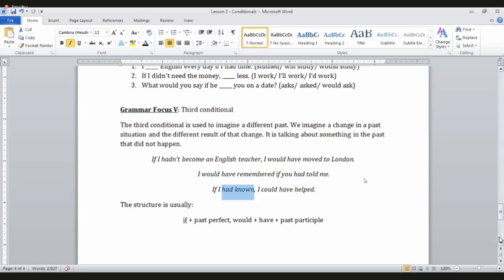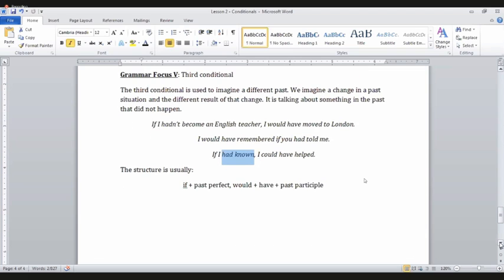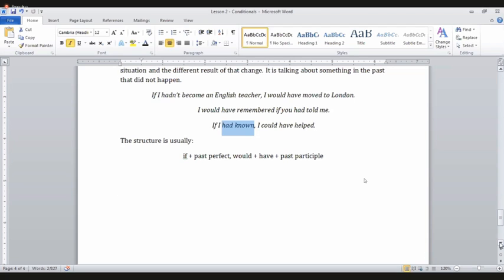Okay, so let's practice a little with some examples, then you'll be able to understand. Okay, look at the structure. What is the if clause in the first sentence? If I hadn't become an English teacher. What is the if clause in the second one? You had told me. Third one? If I had known.